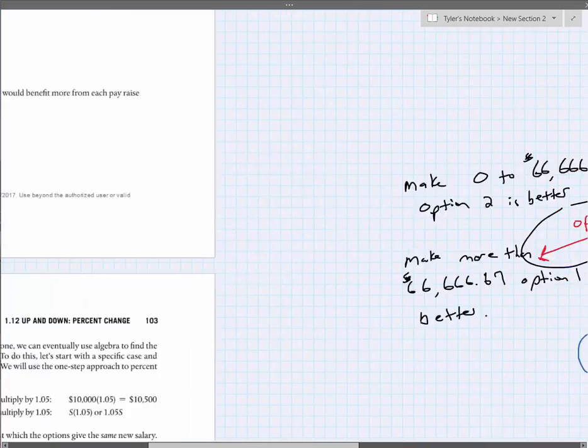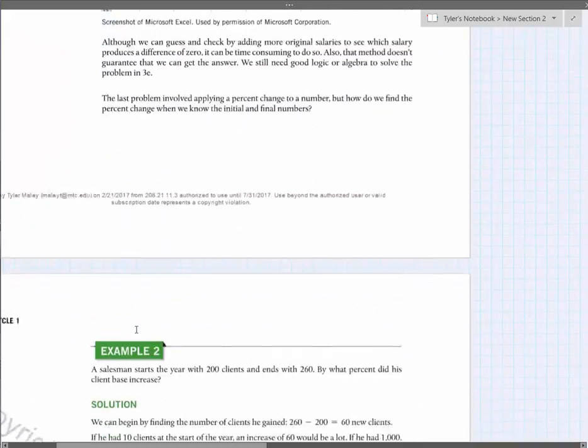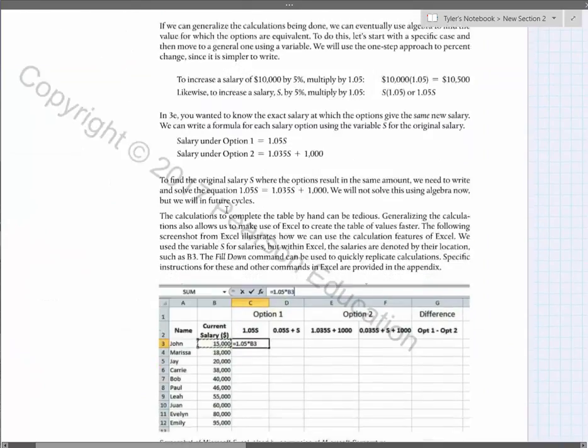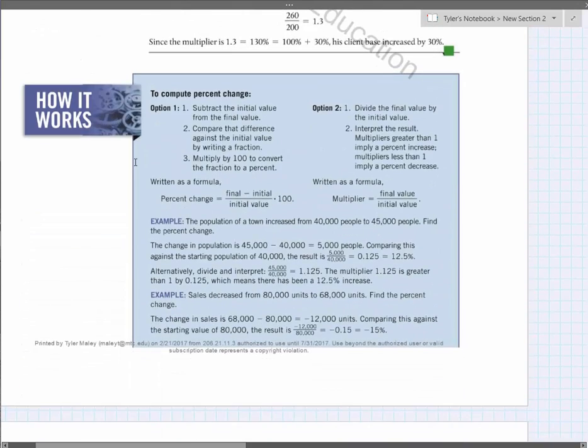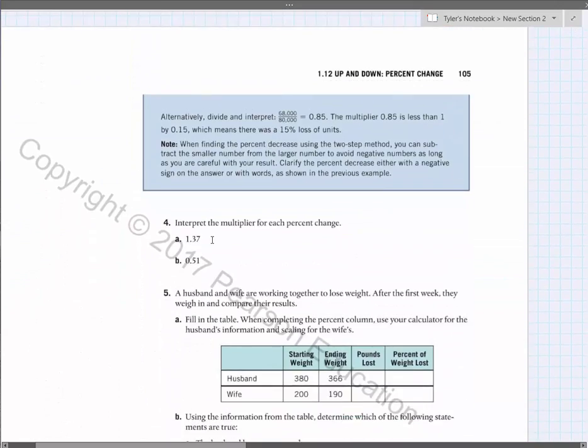All right. So let's move on here and try to finish this up. Again, just to save time in the video, I won't go through all this in depth. You can read over that, and there's a worked out solution. But I just want to mention here under the how it works, this is just a way to calculate percent change. There are 2 ways to kind of figure that out, and there are some examples there to help you figure that out.